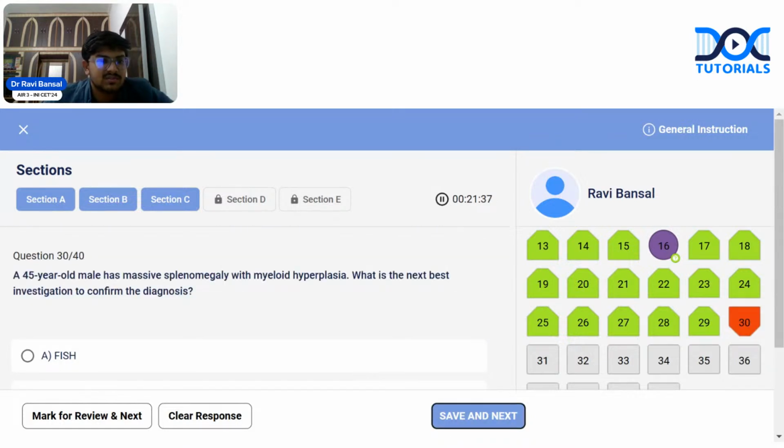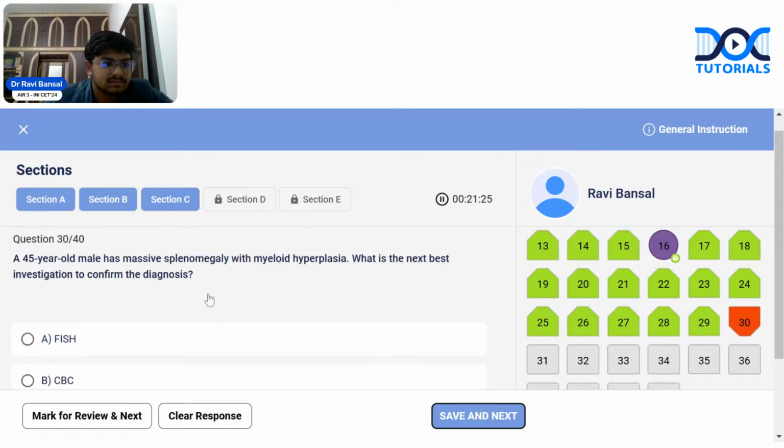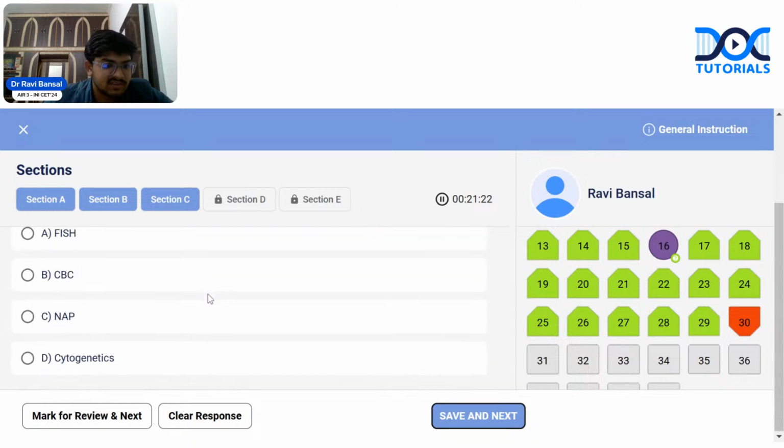A 45-year-old male has massive splenomegaly with myeloid hyperplasia. What is the next best step to confirm the diagnosis? So, massive splenomegaly, myeloid hyperplasia, this is CML. For CML they have asked the next best investigation. So, FISH is the best investigation to confirm the CML.